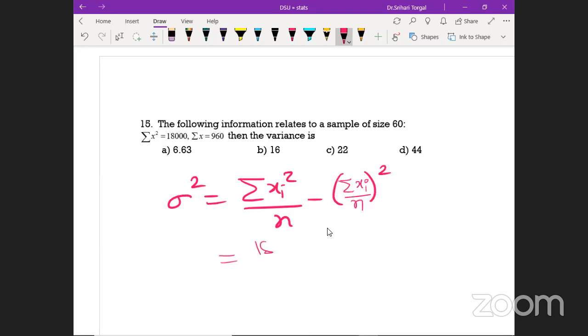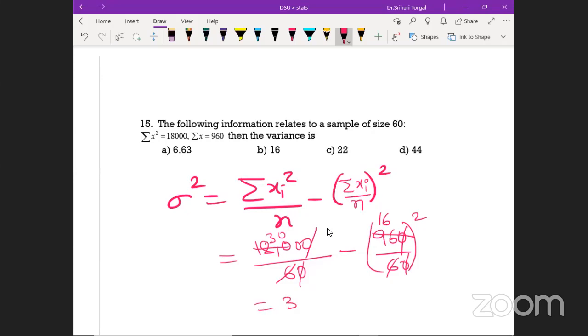What is sigma xi square? That is 18,000 divided by the size of the sample space, which is 60, minus sigma xi, which is 960 divided by 60, whole square. 0, 0 cancelled. Here also, can we cancel 60 and 60? Is it possible? Don't do like that. 6 ones are 6, 6 30s are 180. Okay, now it is 300. I think one more 0 is left out here. 300 minus 16 square, that is 256. Answer is 44. Option D is the right answer. Good. Very good.